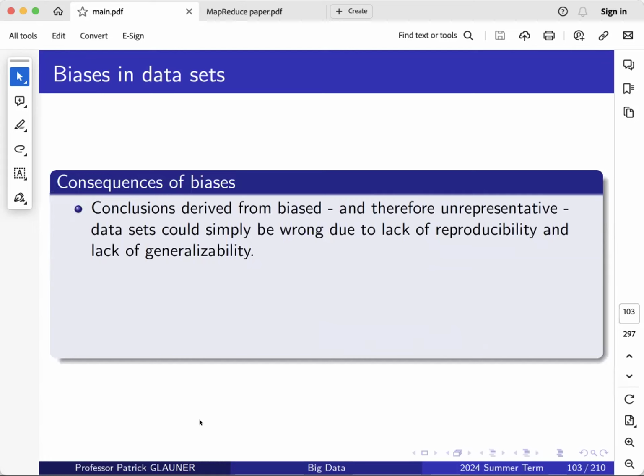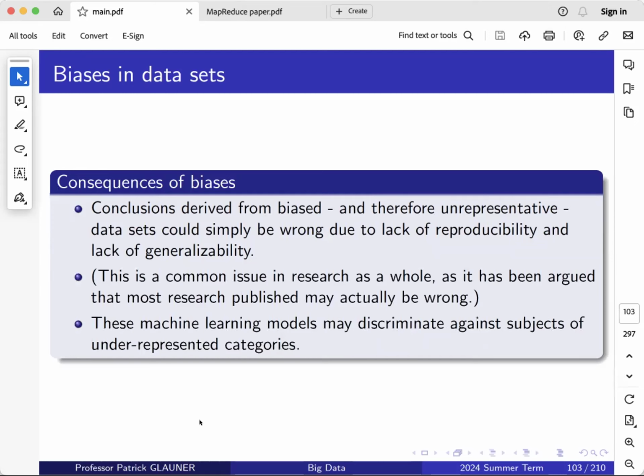Biases are actually a major issue in machine learning. If we have biases in our training set, meaning our training set is not representative of the test or production data, then we are making some assumptions and our predictions could lead to lots of problems. There could be a lack of reproducibility. There could be a lack of generalizability. Our models may discriminate against people of a certain race or gender or whatever, because maybe those people are not represented very well in our training data.